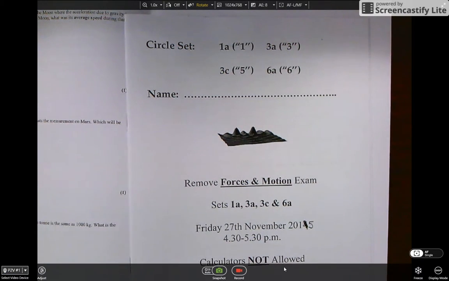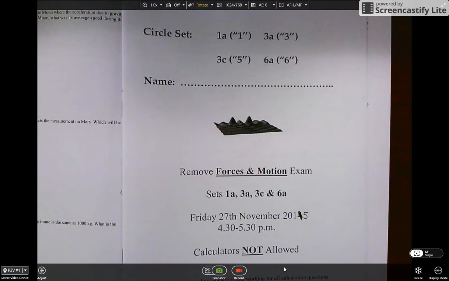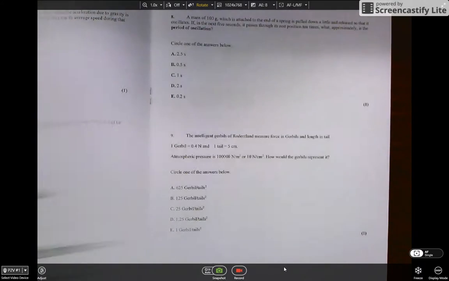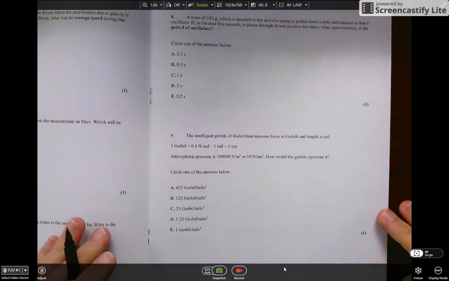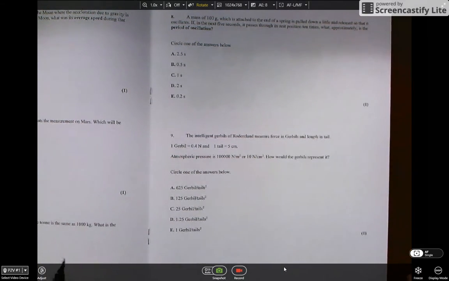Hello and welcome back to the give back video for the Remove Forces of Motion exam. We're right in the middle of this give back, and at the moment we're on question 9, which is all about converting units from familiar units, newtons per centimetre squared, into the unfamiliar units of gerbils and tails.